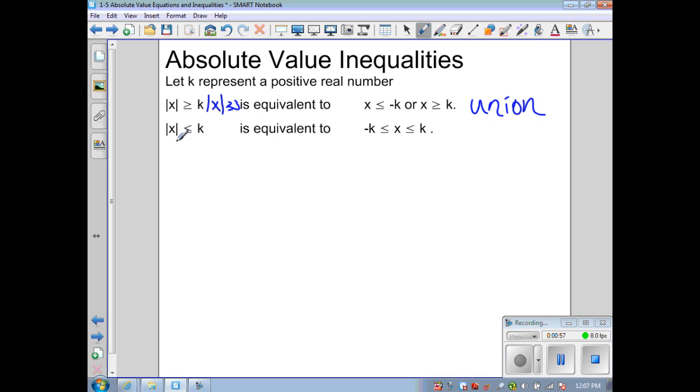The absolute value of x is less than or equal to k. Again, I could set an example of x is less than or equal to 2. In this situation, all values of x can be between 2 and negative 2. Therefore, this would be shared inequalities, or in other words, an intersection. So greater than or equal to is going to be a union when I graph, and also for the solution. And less than or equal to is going to be an intersection when I graph and for its solution.